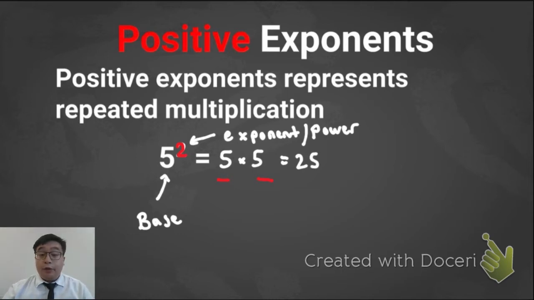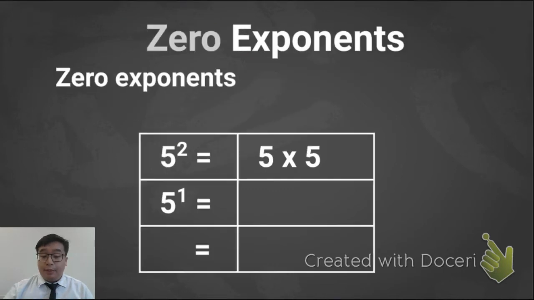So, now let's figure out what zero exponents are going to be. To do that, we're going to be completing this table here. I know what 5 to the second power is, but what would 5 to the first power be? Since my exponent is only 1, I'm only going to have one term. And since my base is 5, I'm just going to have one of these 5s.